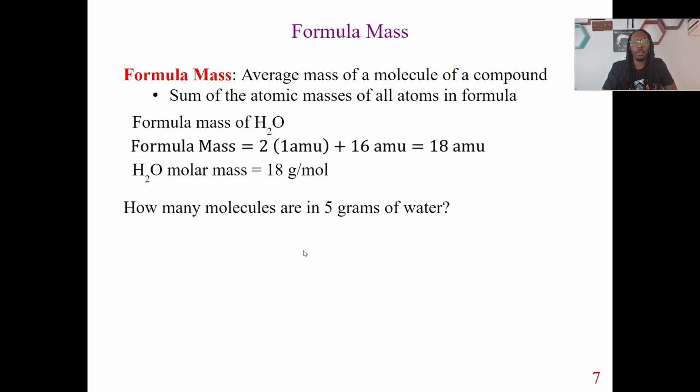Now let's do an example here. How many molecules are in 5 grams of water? So what are we doing here? Dimensional analysis. First thing we want to start off with is our given. 5 grams of water. That's what we're given here. Now from here, what do we have to do? What are we thinking? Of course, you know my routine. Feel free to pause me and try this example out on your own.